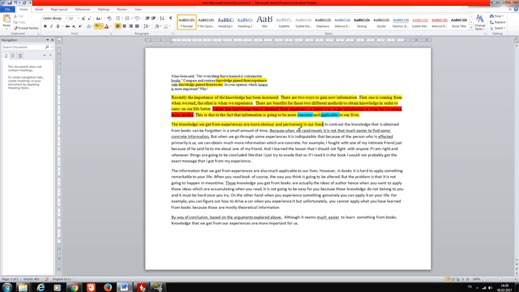It's just so permanent and obvious. It's just saying it's concrete in another way. So it's basically explaining, giving us more details, you know. In contrast, the knowledge that is obtained from books can be forgotten in a small amount of time. So I'm not going to read the whole body paragraph.